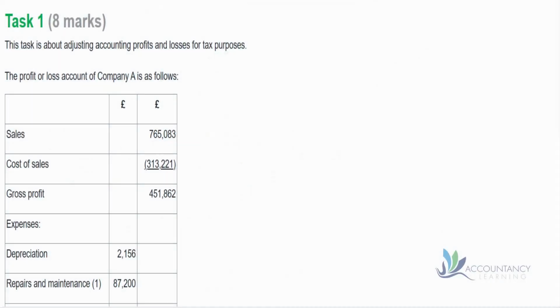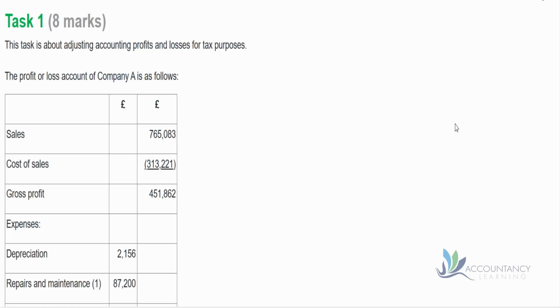In this video, we're going to show you how to do task 1 from AAT's first sample assessment for business tax. So task 1 is about adjusting accounting profits and losses for tax purposes. So we'd expect your real assessment to look pretty much like this one. So let's see what information they've given us.